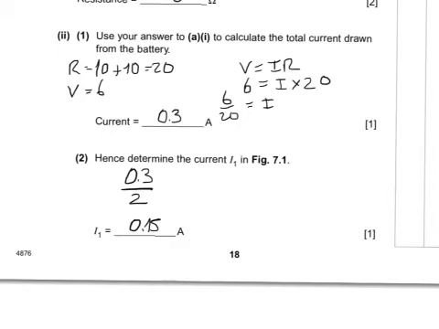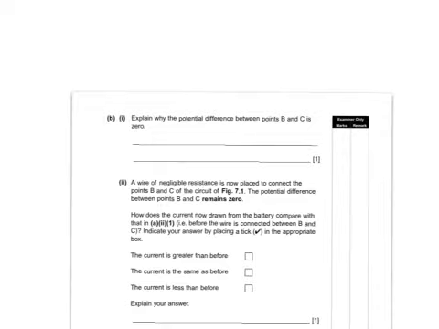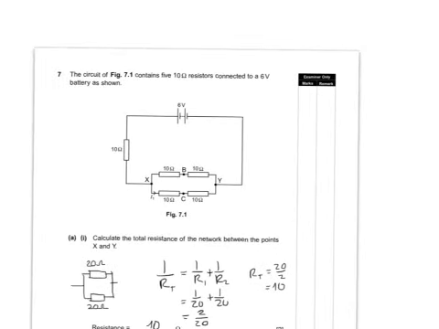I'm going to turn the page here and go to page 19, and part B of this question. So this is what it says: explain why the potential difference between points B and C is 0. So let's have a wee look at the circuit again, and there's point B, there's point C. So why is the potential difference between B and C 0?